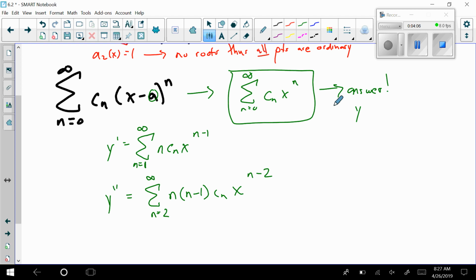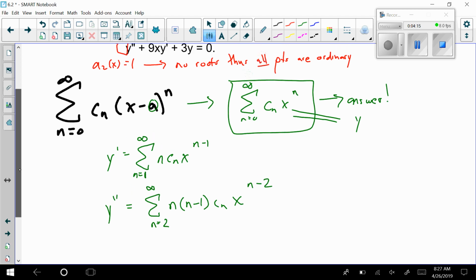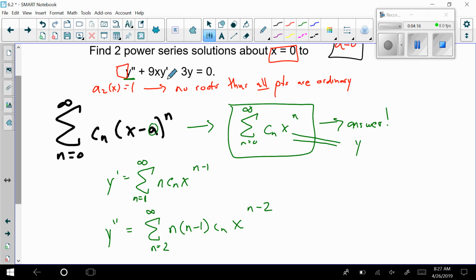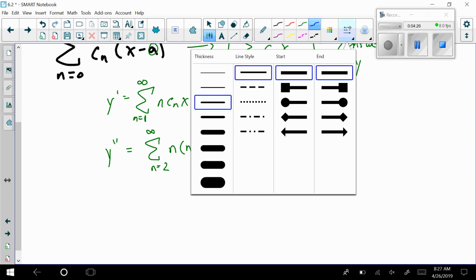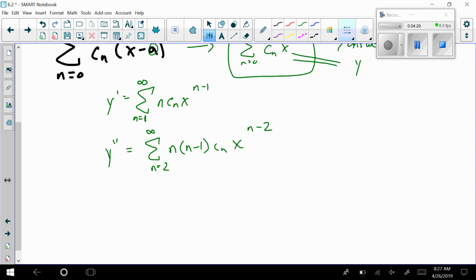I believe that I need all these, right? I have this y, and then I have y prime, and then y double prime. And what I'm going to do is take these and plug them in right here. Let's see if I can find some space. Let's do it in a different color. So I have, well, it's just y double prime at the start, so that's n equals 2 to infinity of n times n minus 1, c sub n x to the n minus 2.